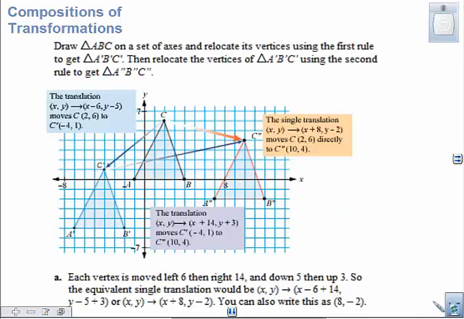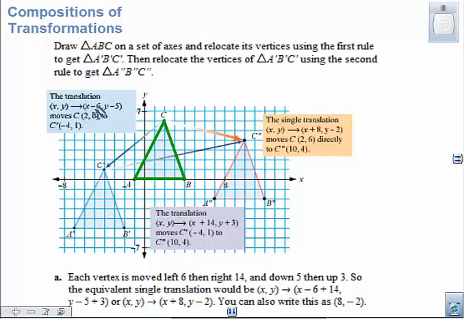Alright, then there's compositions of transformations. This just means we're combining more than one. So this example says that you're to draw ABC. Okay, here's the original ABC. I'll highlight that in green. So we have triangle ABC on the coordinate grid. They want us to relocate its vertices, those points A, B, and C, with the rule to get A prime, B prime, C prime. So here's A prime, B prime, C prime.